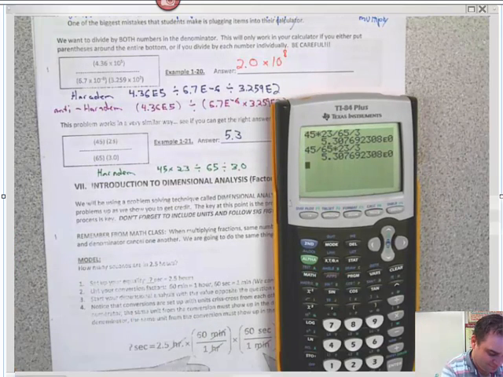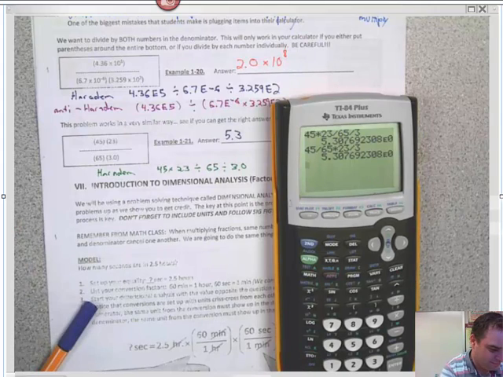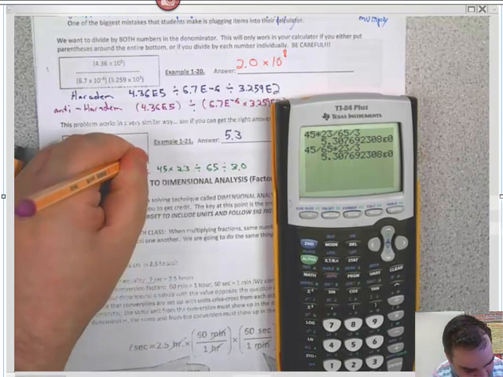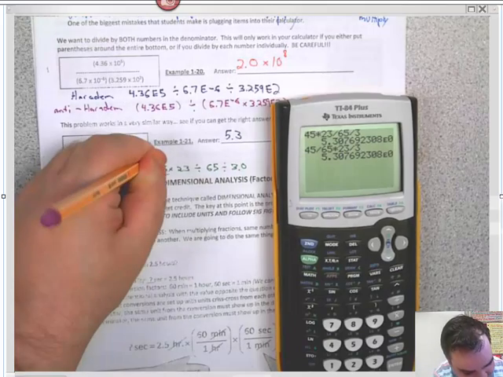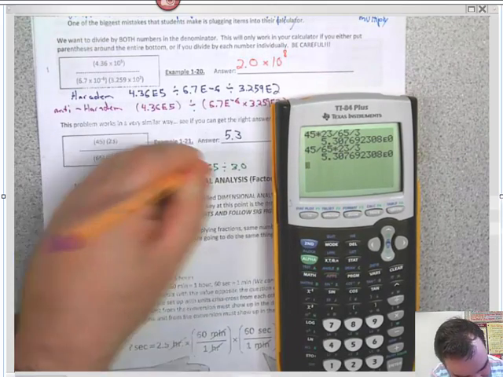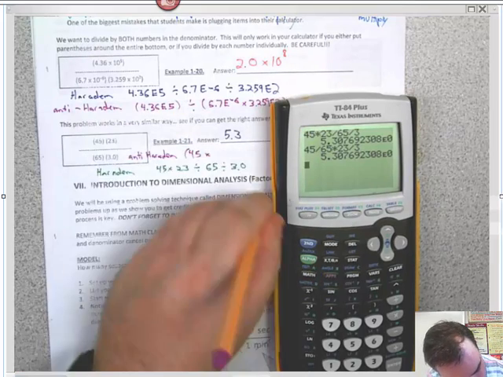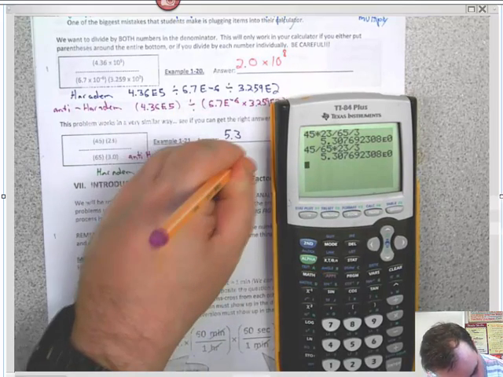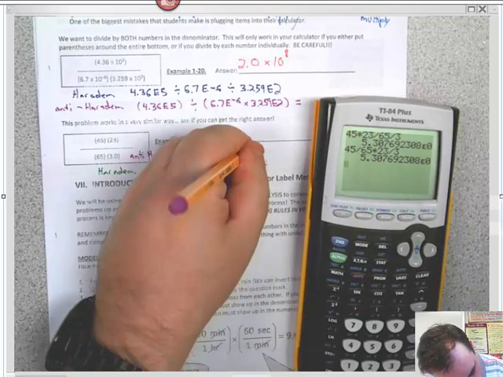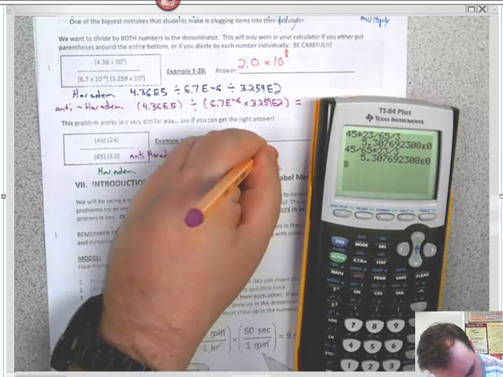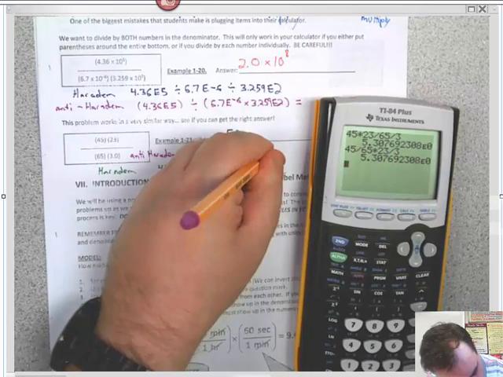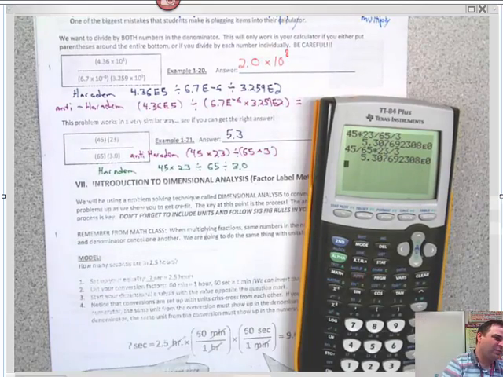See that magic there? Or you can get the answer also by being an anti-Heredom. Don't know why you would be an anti-Heredom, but you could be. And you can do 45 parentheses times 23 divided by 65 parentheses times 3. That would be the anti-Heredom method.